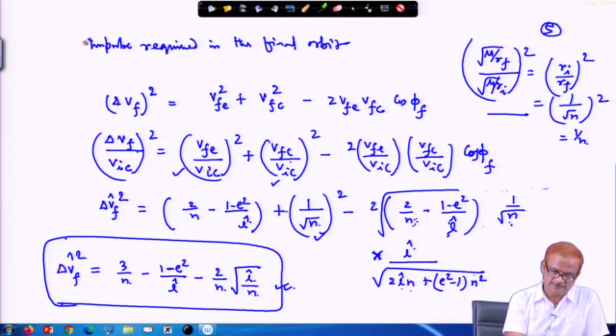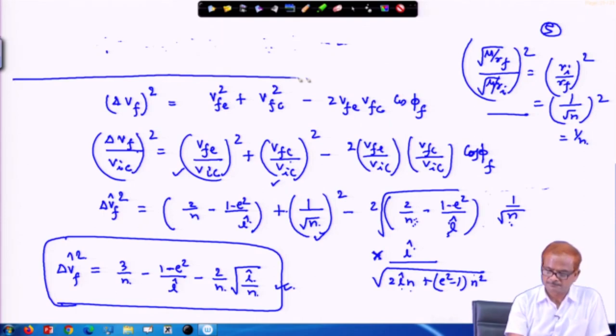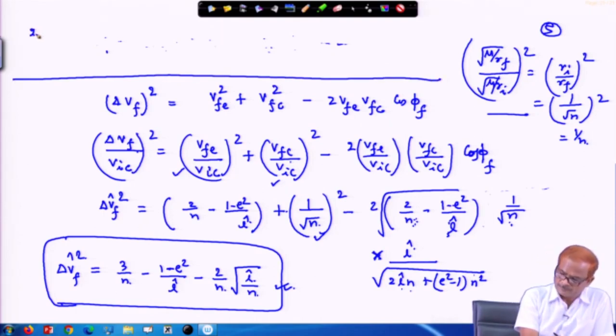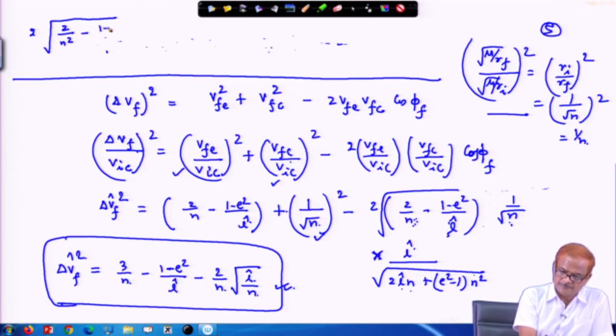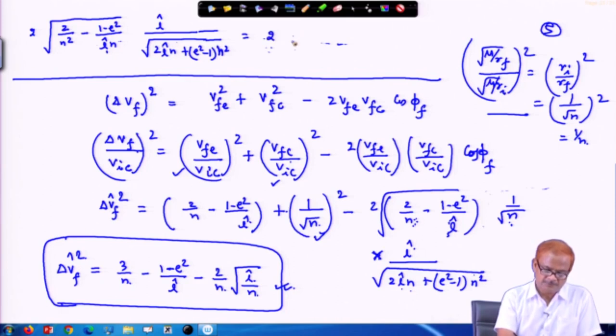let us say that I rub out this and work out here itself, it will be easy in working. Times under root 2 divided by n square minus 1 minus e square divided by L cap n, and then L cap divided by 2 L cap n plus e square minus 1 times n square. And this will be 2 times 2 L cap n minus 1 minus e square times n square divided by n square times L cap.